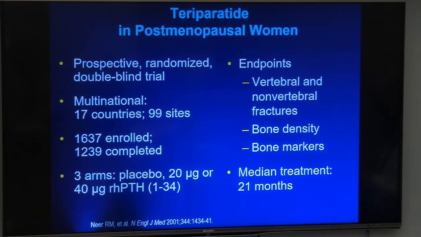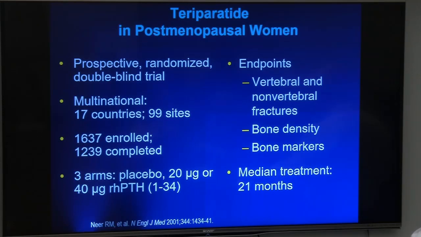And this study by Bob Neer was very well designed. It was supposed to be a 3-year study. Relatively small study of only 1,637 subjects. There were 3 arms: placebo, 20 micrograms, and 40 micrograms of teriparatide administered subcutaneously every day. The endpoints were vertebral and non-vertebral fractures, bone density, and bone markers. In contrast to the plan for this to be a 36-month study, the median duration of treatment was only 21 months. The study was stopped.